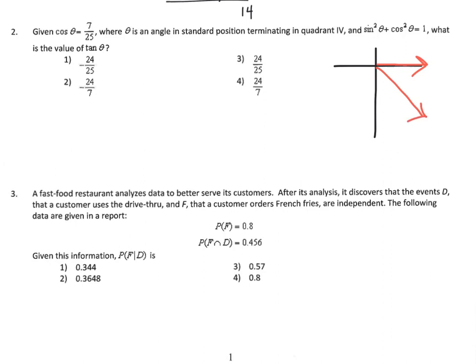Now we want to connect that terminating side to the x-axis, and this angle in here is called our reference angle. Now let's just look at this right triangle and make that into a right triangle, so put a little right angle there. If they tell us that cosine is equal to 7 over 25, think about SOHCAHTOA. Let me just write this out.